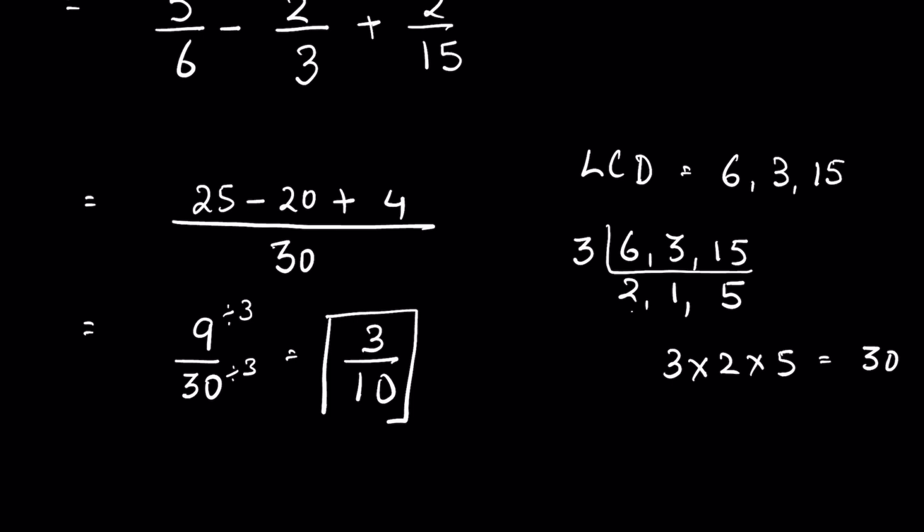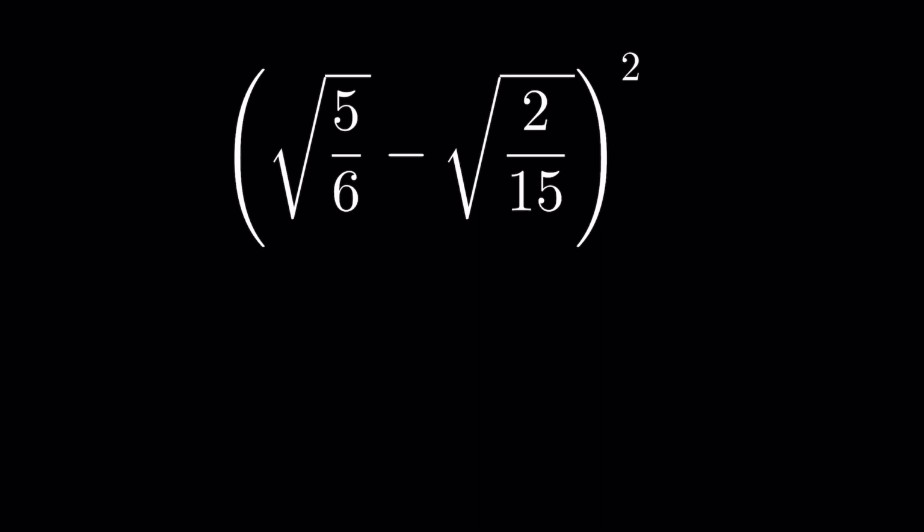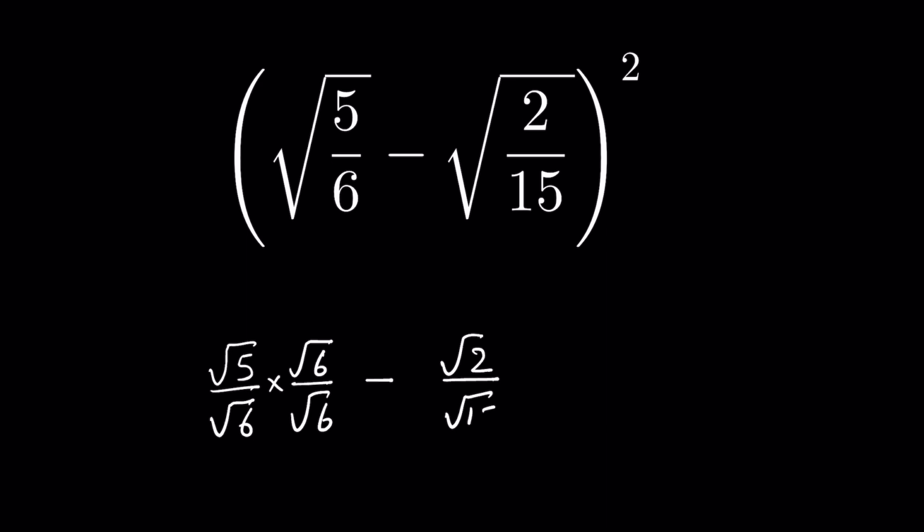This is our answer. There is one more method that we can use to simplify this, where we can rationalize the denominator without going for this exponent. To rationalize square root of 5 upon 6, we can also write it as square root of 5 upon square root of 6. Now square root of 6 in the denominator means we can rationalize it by multiplying and dividing it by square root of 6, minus, this is square root of 2 upon square root of 15. Again rationalize it by multiplying and dividing it by square root of 15.